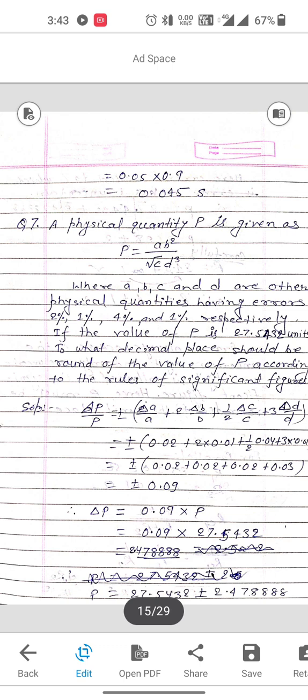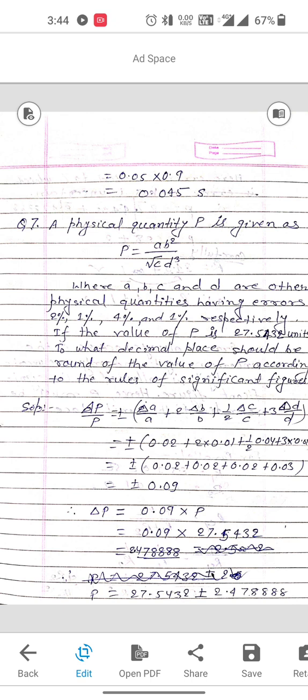A physical quantity P is given as P equals A B squared, under root C into D cubed. ΔP by P equals ΔA by A plus 2 ΔB by B plus half ΔC by C plus 3 ΔD by D. A, B, C, D are physical quantities having errors 2%, 1%, 4% and 1%. On adding all these, we have 0.09, meaning it's 9%. ΔP equals 0.09 into P.